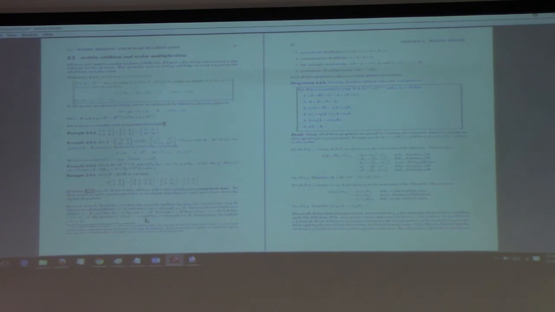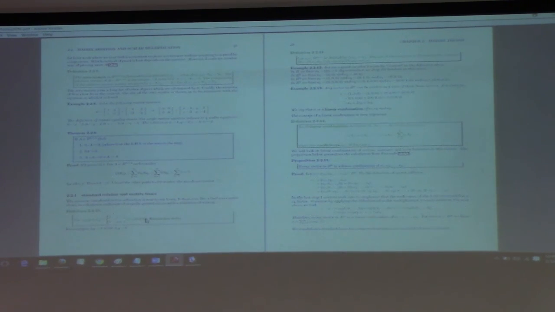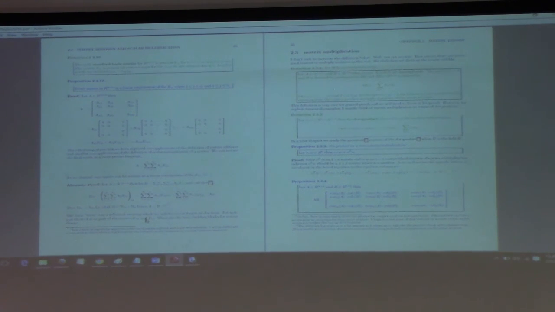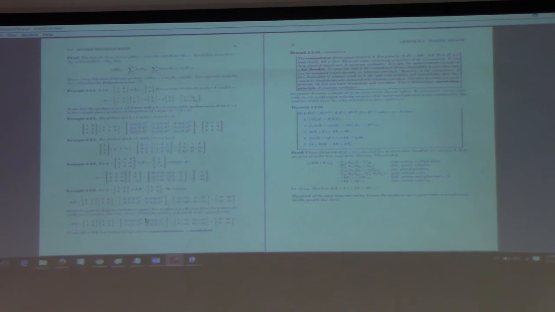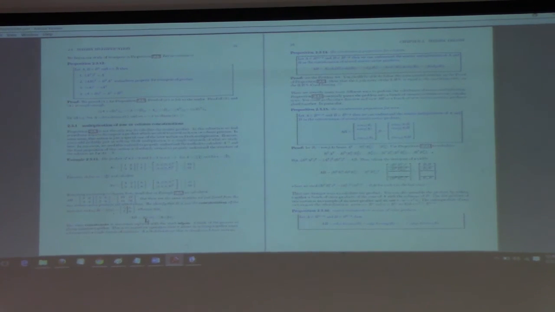Let's see here. So, I mean, certainly any of the proofs in section 2.2 or 2.3 are pretty benign. I think you could do these. I mean, 2.3.14 was homework. That makes it especially likely. 2.3.15 we did in class.